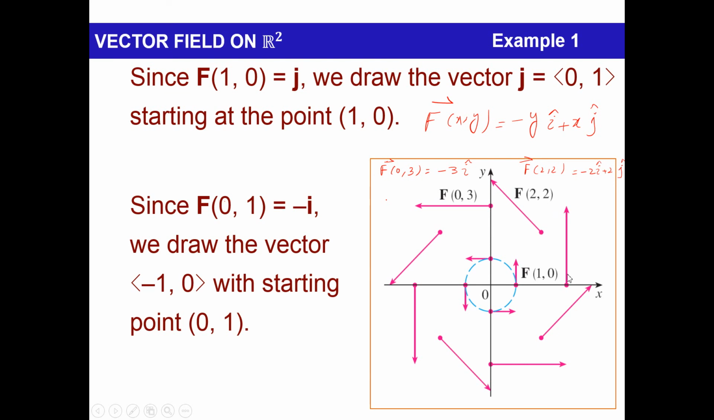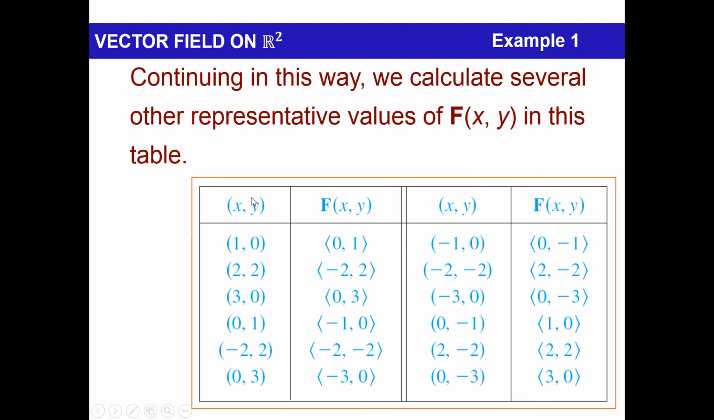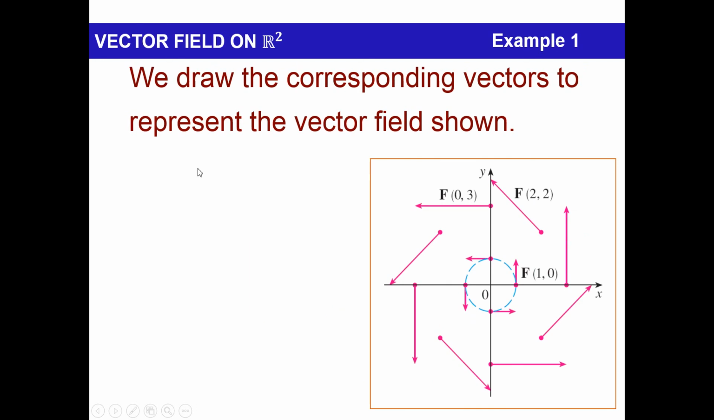All right, so similarly we can find all these vectors and let's have a few observations. Continuing in this way, we calculate several other representative values of F(x,y) in this table. So there is the table. You can draw each of them for your practice. Now we draw the corresponding vectors to represent the vector field shown. You can draw yourself. There are so many drawn. You can identify which one is which vector.